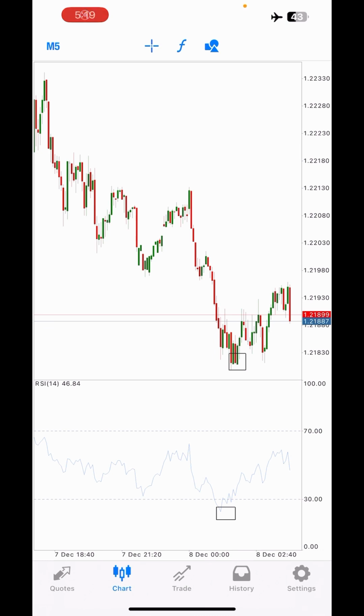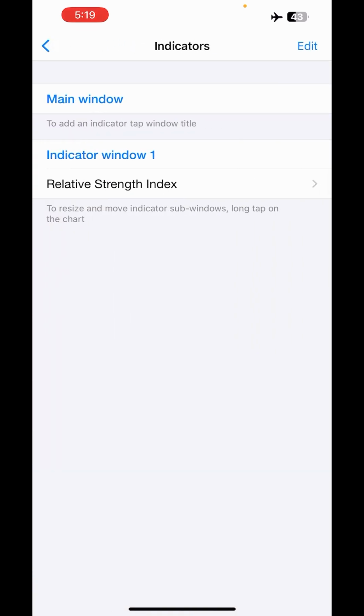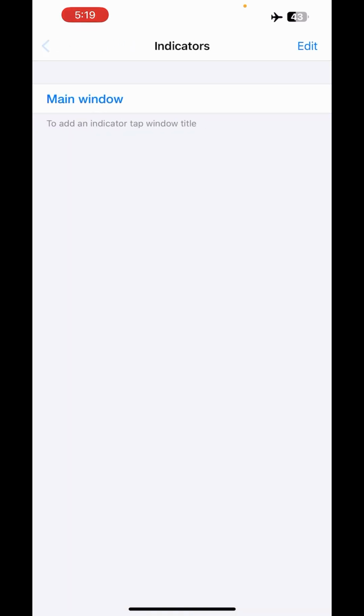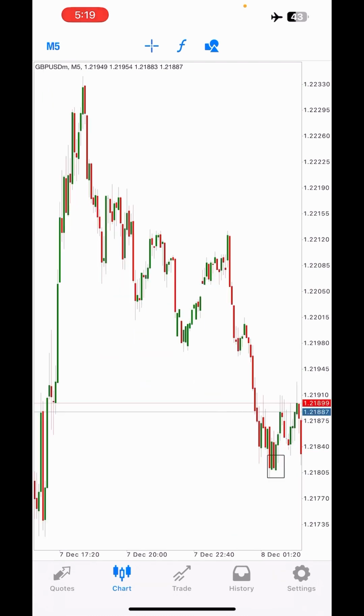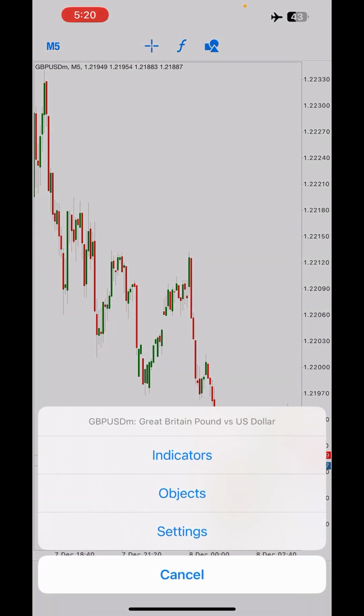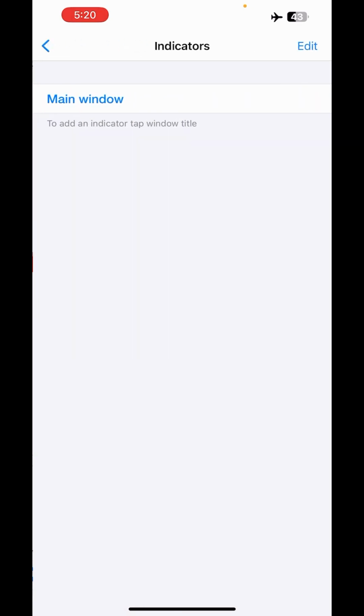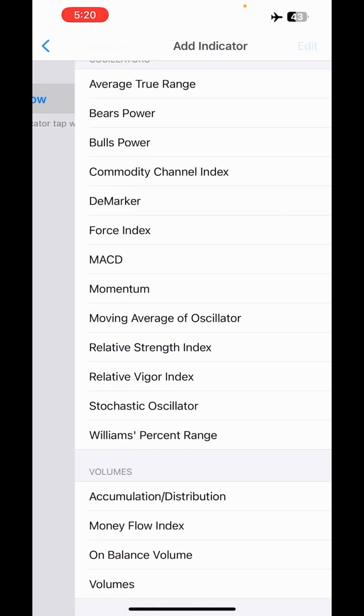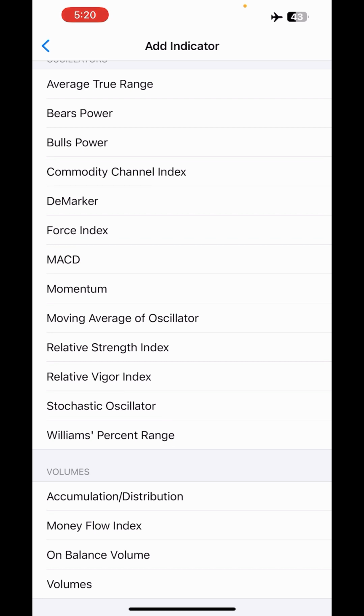So how do you add the RSI to your chart? First of all, I'm going to remove this RSI. I have deleted it. If you come down here now, you only see my chart without the RSI. What you want to do now is click that F sign above, or tap your screen, because there are two ways. When you tap your screen, you will see indicator, object, settings, and all that. So you click indicator or tap that F sign above. Then you click main window. Then what you're looking for is relative strength index. That is the full meaning of RSI. You tap it.